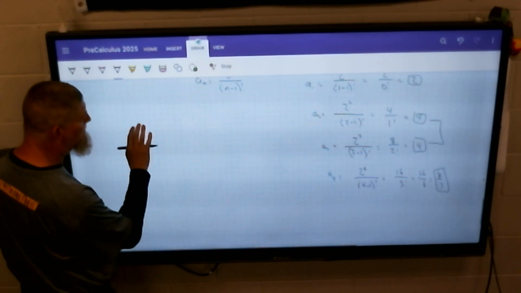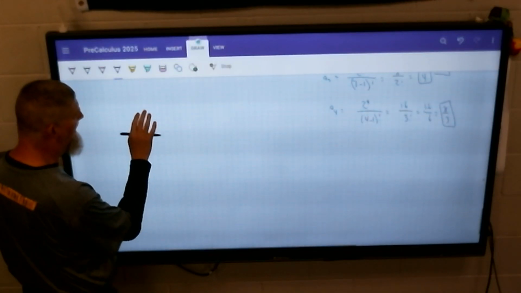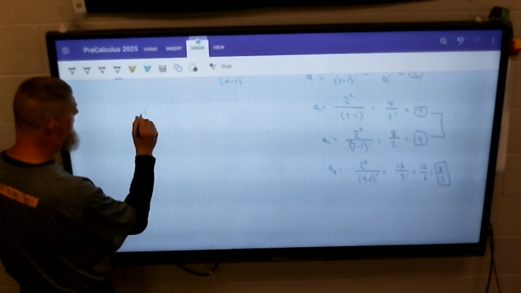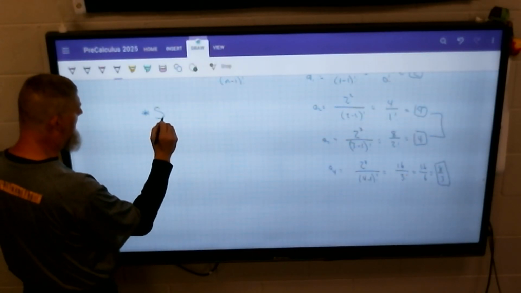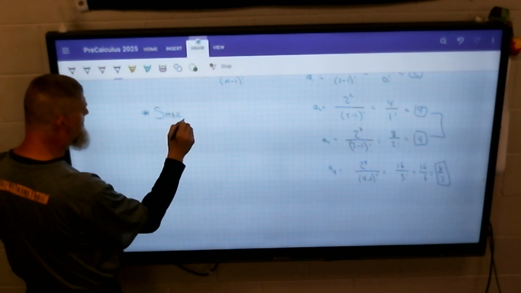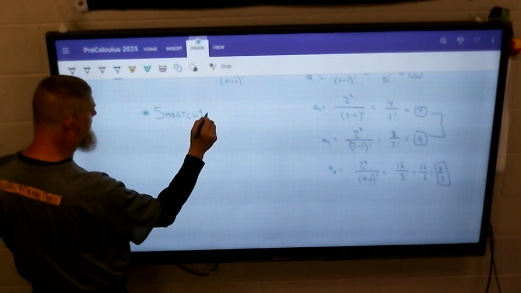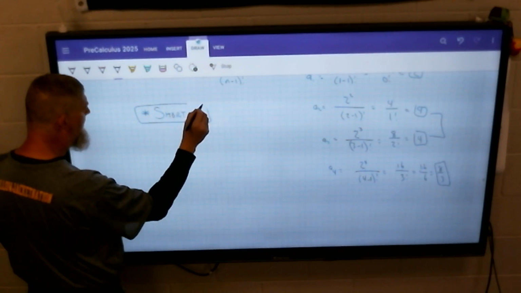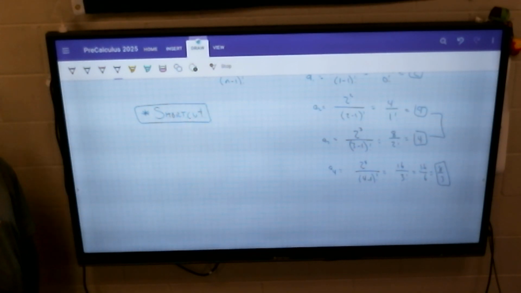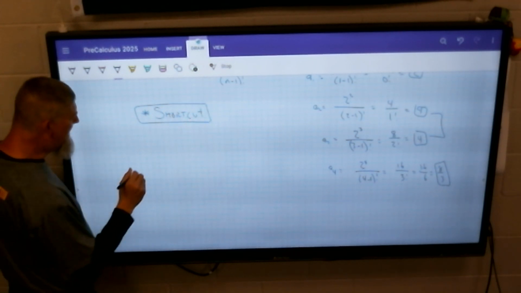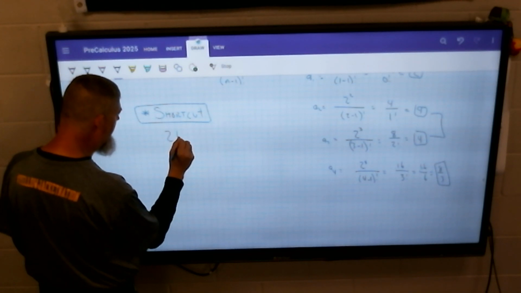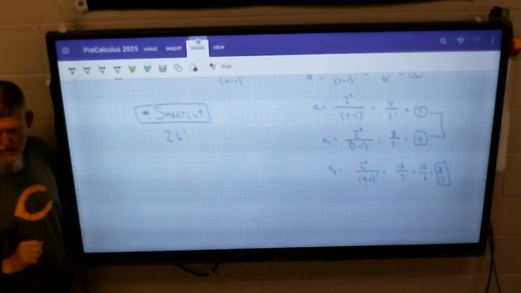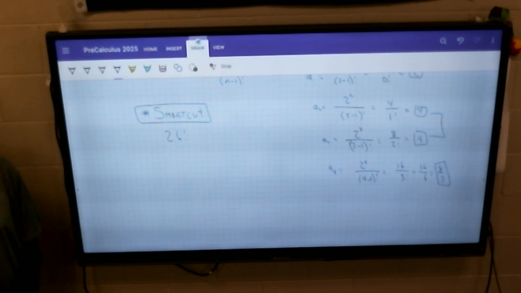Alright, so here's a little bit of a shortcut, although I don't know that you're gonna need it, because I'm gonna show you the calculator here in just a second. But this is a shortcut to large factorials. Let's say I give you 26 factorial. What would that be? No idea. 26 times 25 times 24 times 23, huge number, right?